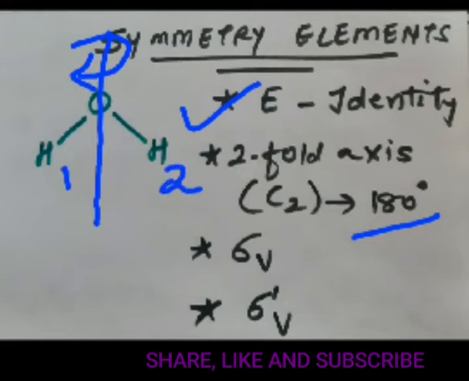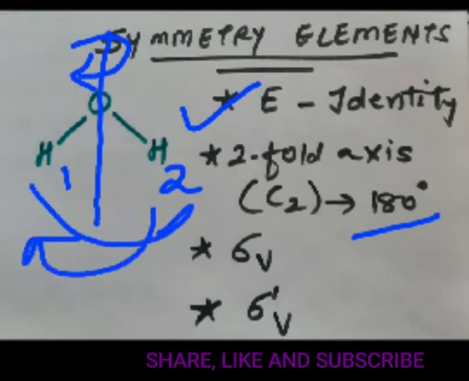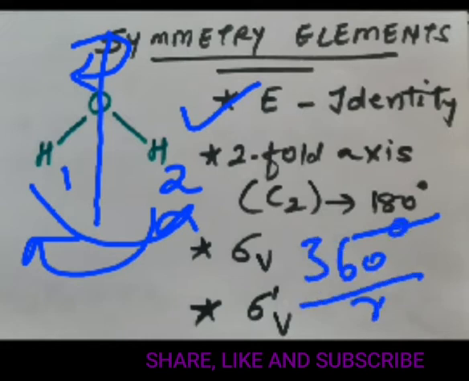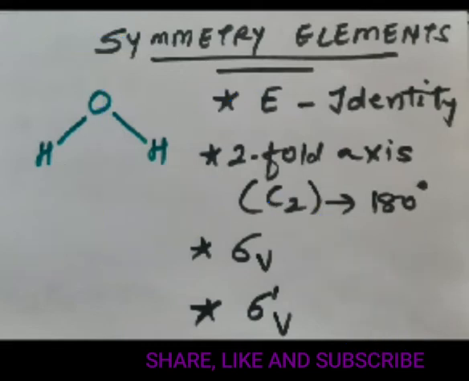So when I rotate it by 180 degrees, what will happen? This hydrogen will shift here and this hydrogen will shift here. However, the configuration will remain unchanged. So that is called the C2 rotational axis. You can find it as 360 degrees divided by n, where n is this particular value. So n is 2 in this case. 360 by 2 is 180, so you have to rotate it by 180.